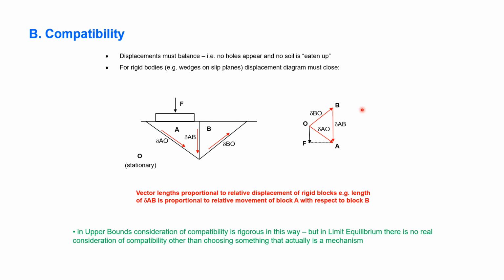So in upper bounds, the consideration of compatibility is rigorous in this way. When you did limit equilibrium, you didn't consider any of this compatibility. You just chose a mechanism that was a mechanism. In some way, that is thinking about compatibility, but not very much. This is rigorous. So we will be drawing plenty of displacement diagrams. Some people call these velocity diagrams.